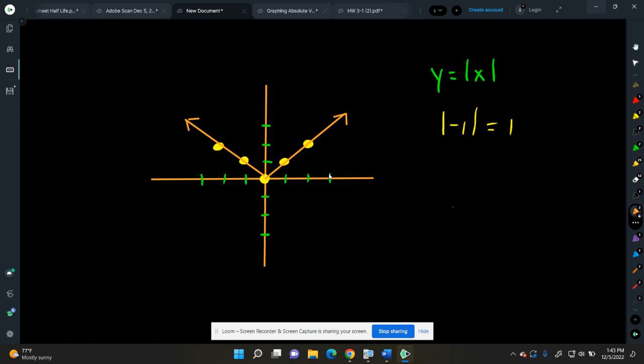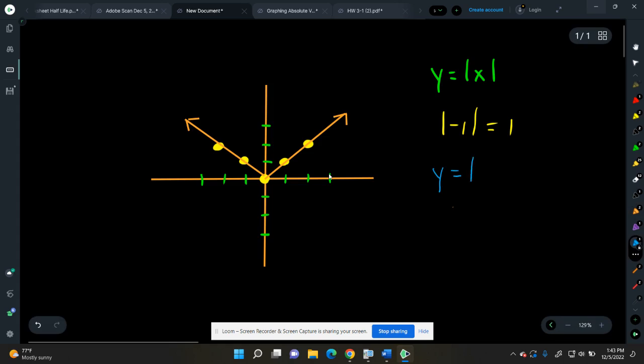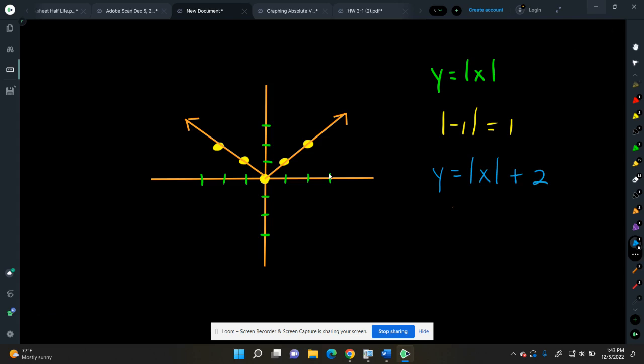They're so easy. Okay? Now, look what happens. If I say y is equal to the absolute value of x plus 2, that's going to take every single point on this absolute value equation, and it's going to move it up 2. So instead of 0, 0, we're going to be right here at 0, 2. Move every single point up 2 units.